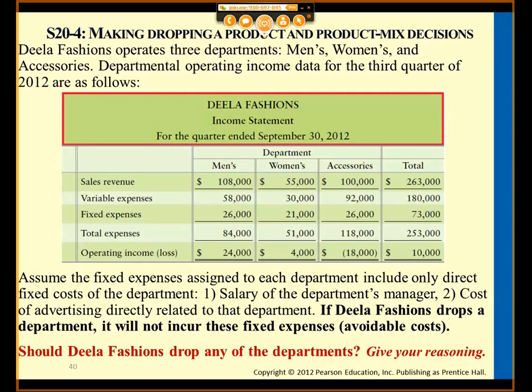So should Dealer Fashions drop any of the departments? So just think of it. If I drop one, what's going to change? So what you need to calculate here is a change in your sales revenue, change in your variable expenses, fixed expenses if such, and total expenses, and see where your operating income is. So if we drop men's department or women's department or accessories, there's going to be a certain operating income. It's going to either go up or go down.